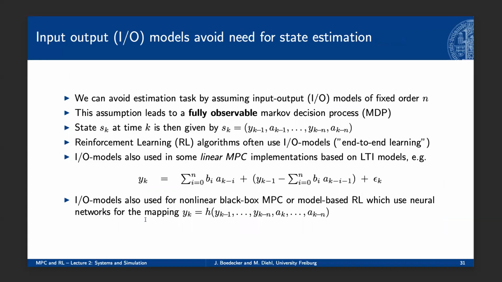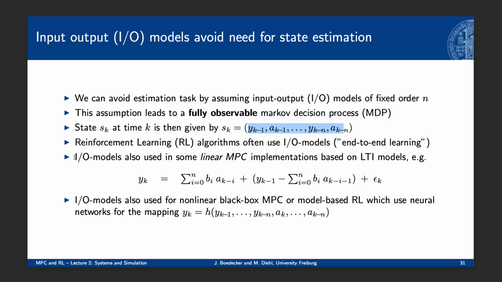You need to decide on an order, and it's a strong assumption, obviously, that this is the case. But once you have made this assumption, your state is just given by the past inputs and outputs, as we have said before. And then you can use these models, for example, in what is called end-to-end learning. You just take the last 10 pictures and you decide on the next action of some controller, for example.